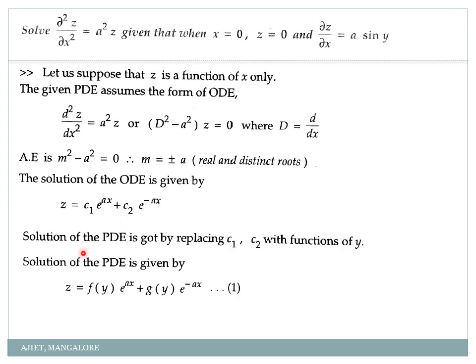So my PDE will get changed to z is equal to f of y into e power ax plus g of y into e power minus ax. Call that equation 1. Clear? Now we'll apply the conditions. What is my first condition? When x is 0, z is 0. And what is my second condition? When x is 0, dou z by dou x is a sin y. So I'll apply.